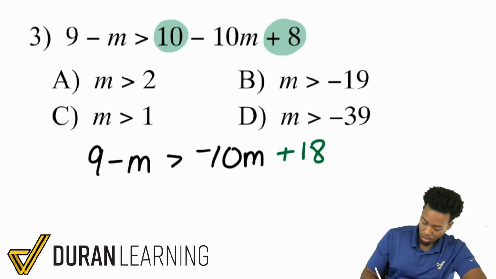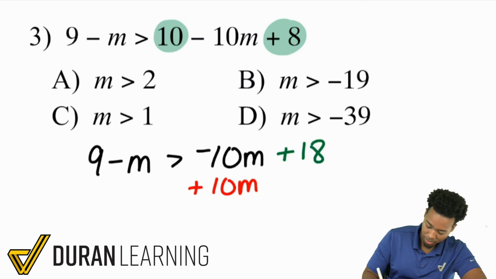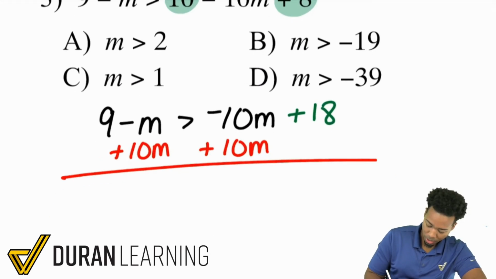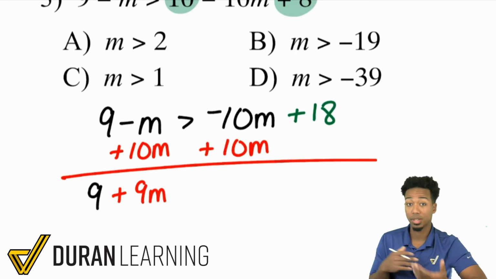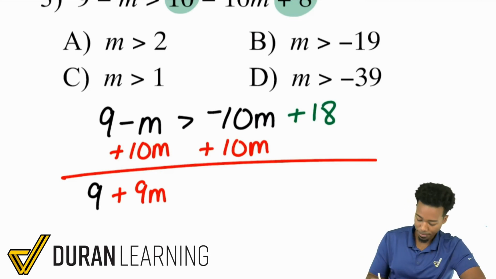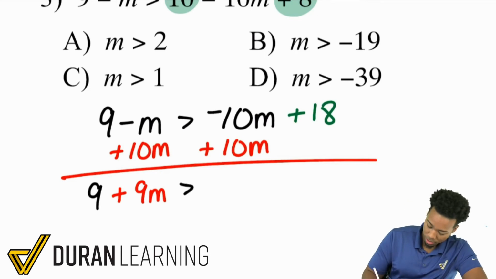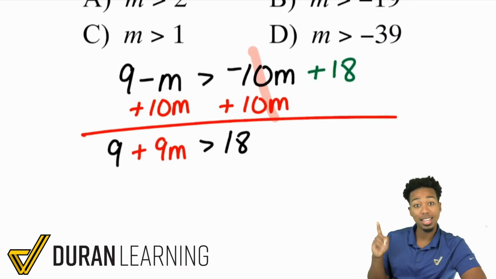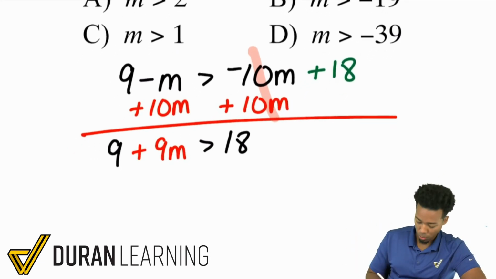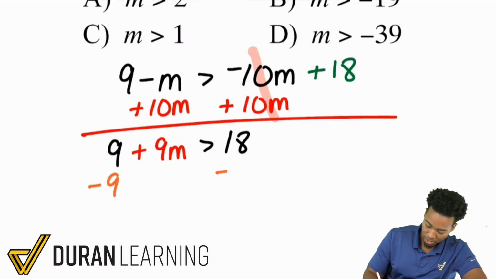So what I'll do here is I'll add 10m to both sides. Once I do that, we're going to have ourselves 9 plus 9m, because negative m plus 10m, or negative 1 plus 10, is positive 9. And then we have greater than, this cancels out, and then 18. So from here, my party people, let's go ahead and move that 9 that we have on the left side over to the right by subtracting it on both sides.